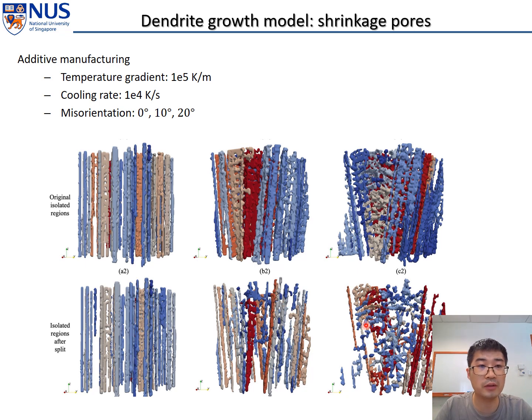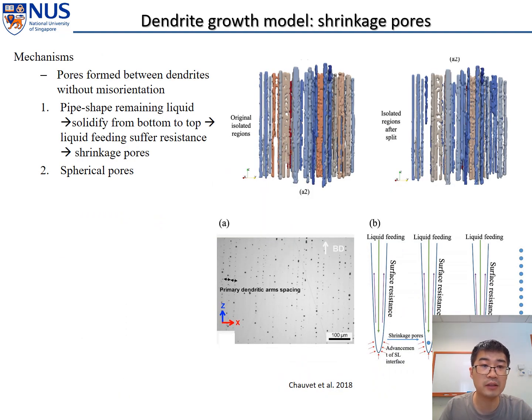And for the dendrite growth with misorientation, it's not a pipe-like geometry, and the shrinkage pores can be irregular. We'll talk about it later. So the underlying physics is, the pipe-shaped remaining liquid will further solidify from the bottom to the top. The liquid feeding suffers resistance because the temperature is already low, so the viscosity becomes higher and higher, and in some cases it cannot feed. So the shrinkage pores will happen. But in this case, mostly it's spherical pores.